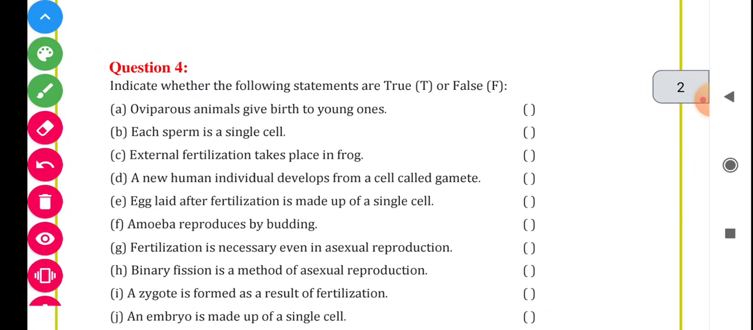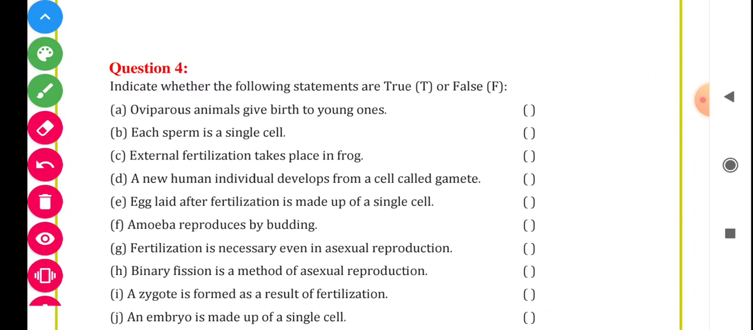Question number 4, indicate whether the following statements are true or false. So students, please write the letters T and F here. Do not write a right tick mark or wrong tick mark. It is not an appropriate method to answer this kind of question.